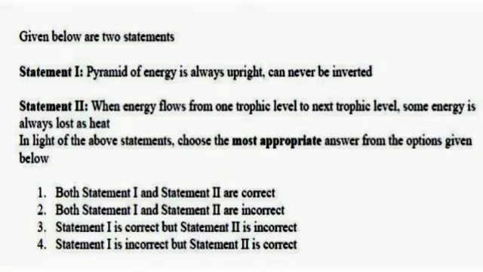Next is, given below are two statements. Statement 1, pyramid of energy is always upright, can never be inverted. Statement 2, when energy flows from one trophic level to the next trophic level, some energy is always lost as heat. So in light of the above statements, the right one is option 1. Both statement 1 and statement 2 are correct.